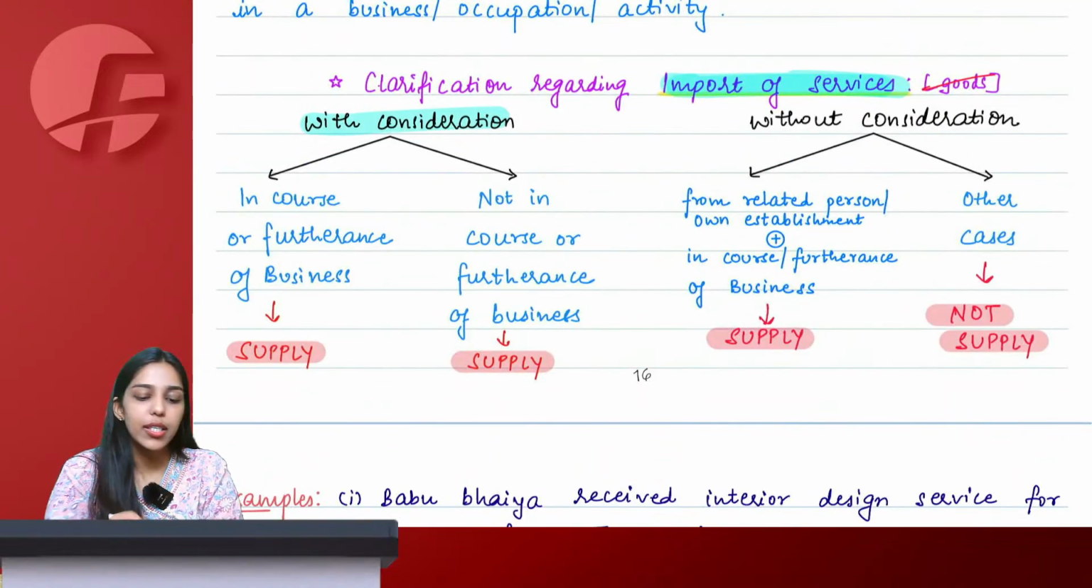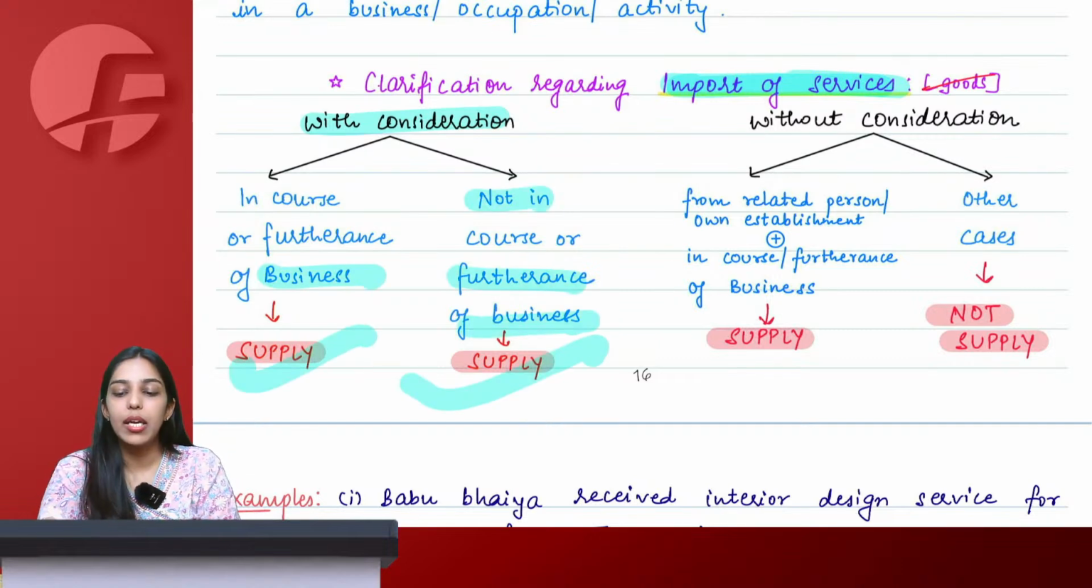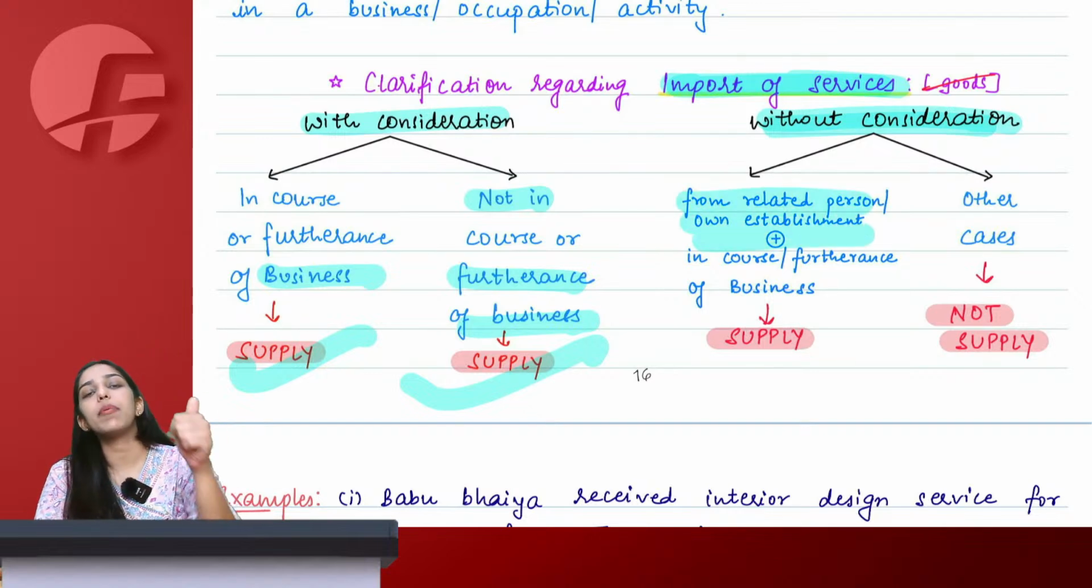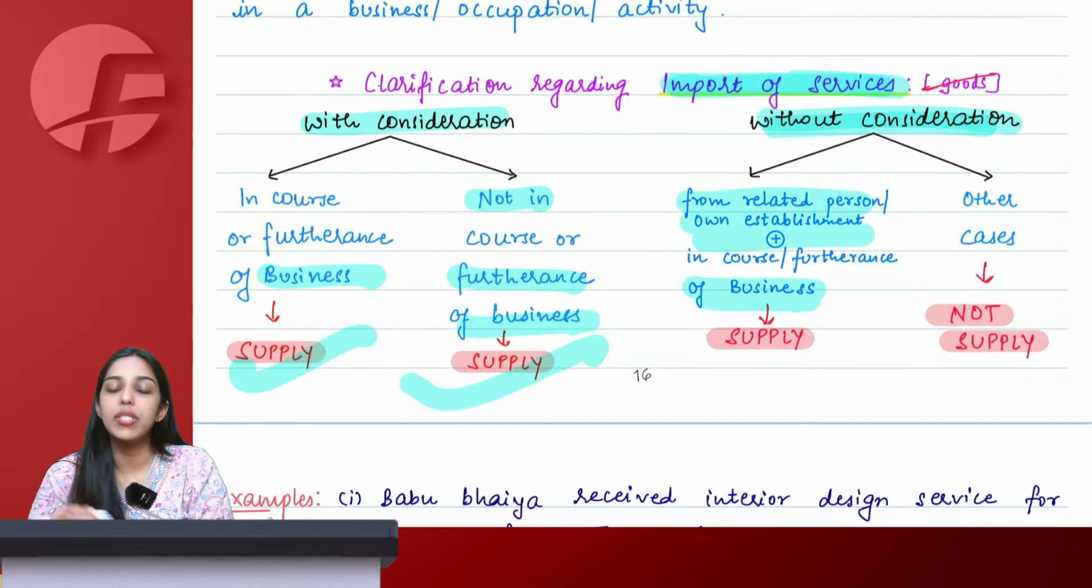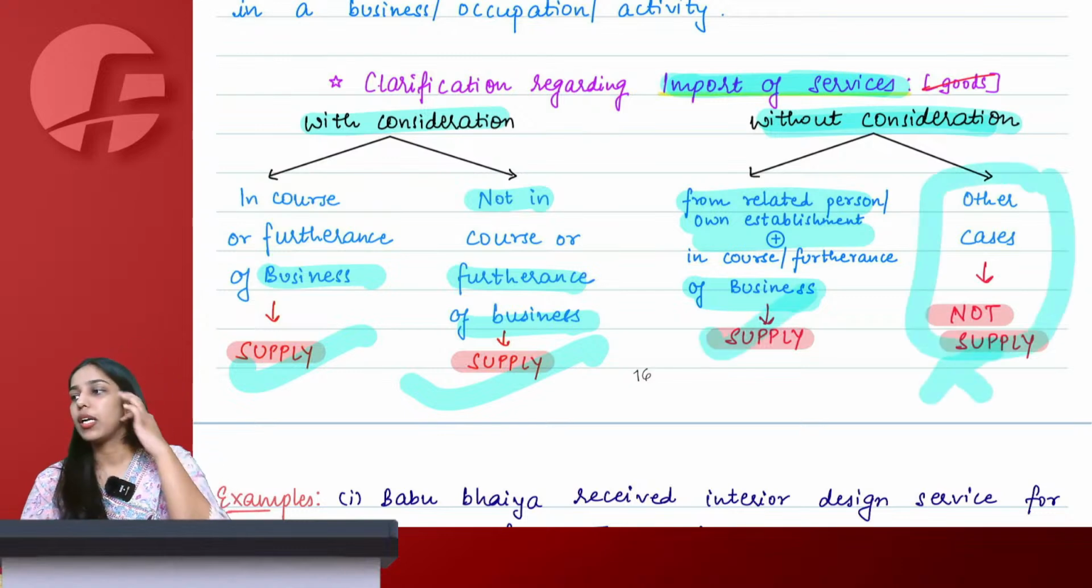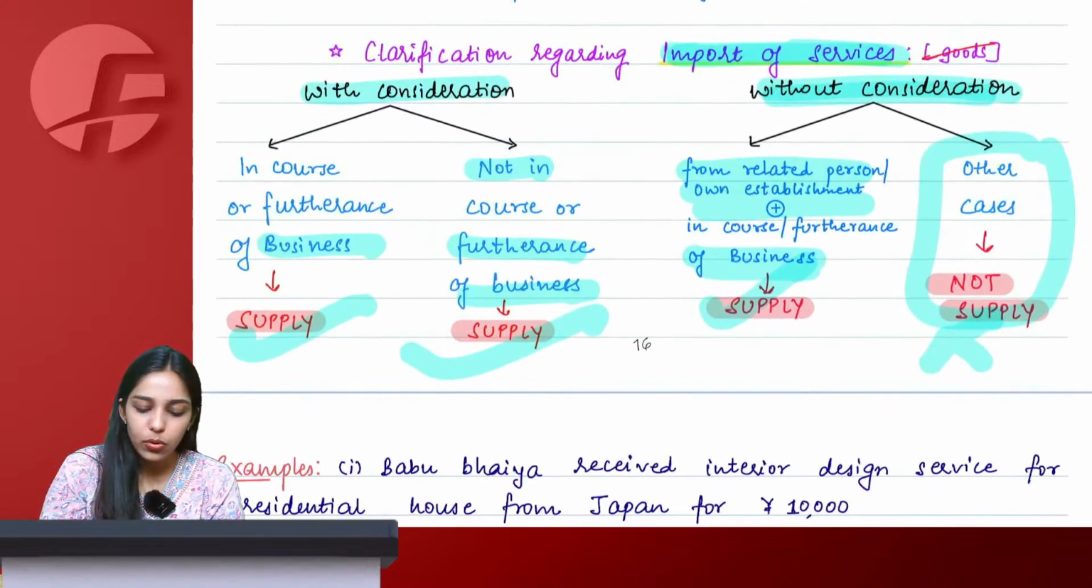If it is for consideration, be it business purpose or not business purpose, it is always supply. But talking about without consideration, only and only if it is from a related person, own establishment and in the course of business, then it is supply. Otherwise, it is not a supply.